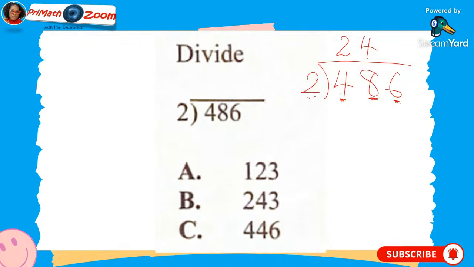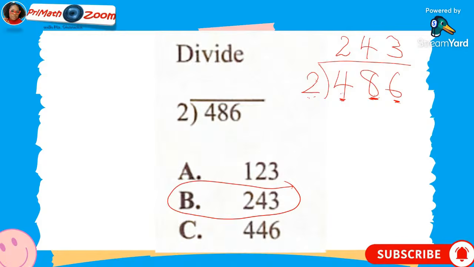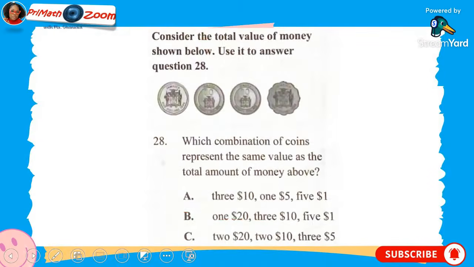Let me see. 6. Thank you, Kadian. That would be 3. So our answer is 243. Good job to those whose answer was 243. Well done. For those who did not get it correct, you can look here and see how we worked it out simply using short division. Good work, guys. Let's go to our next question.